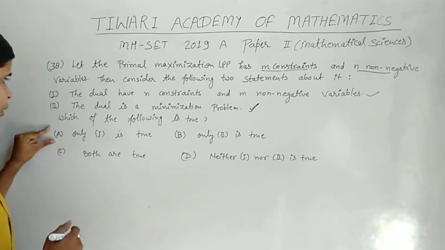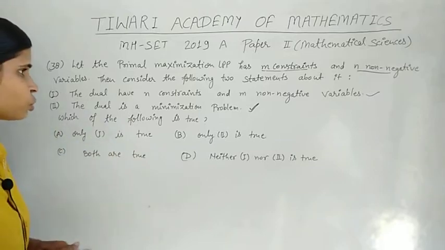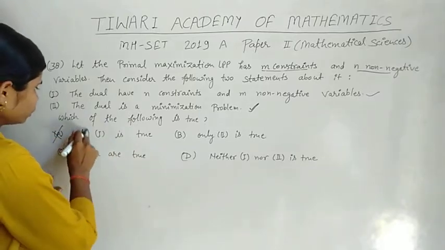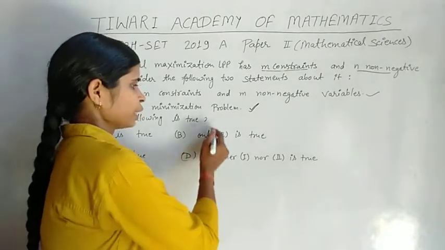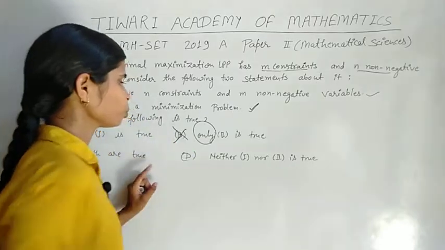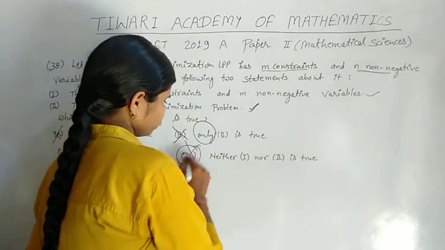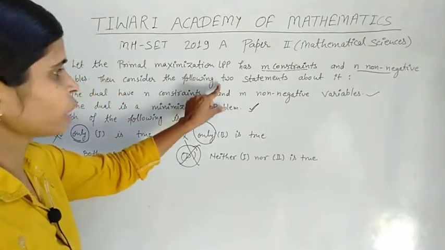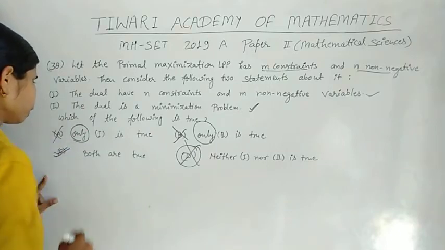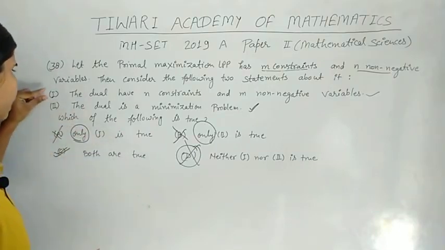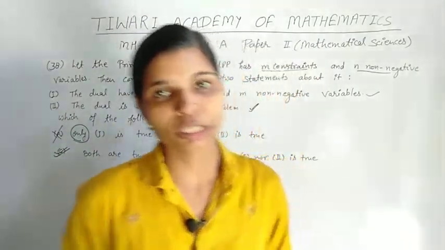Now check which of the following is true. Option A, only first is true. Wrong, because it uses the word only. Option B, only second is true, so B is also a wrong option. Option D, neither first nor second is true, this is a wrong option. We check that both are true statements, so option C is the true option. Both are true means statement first and statement second are both true statements.